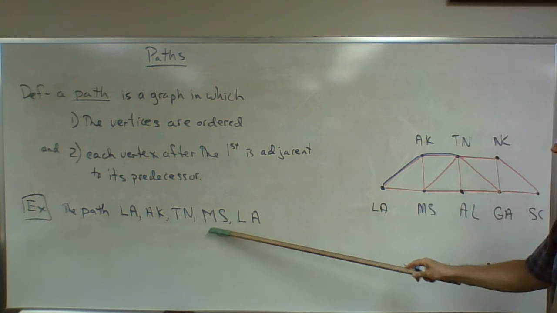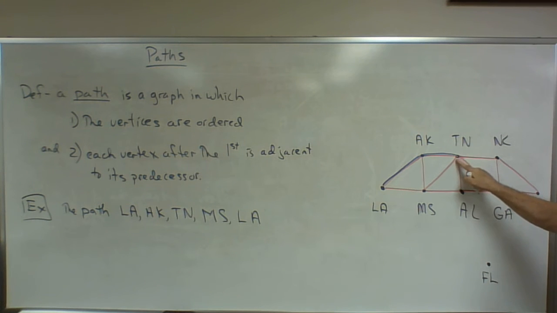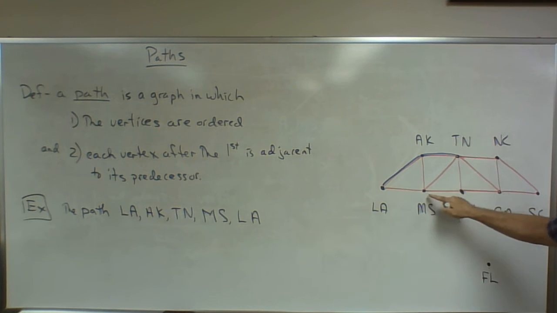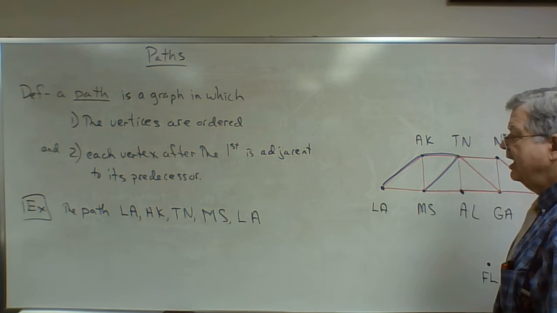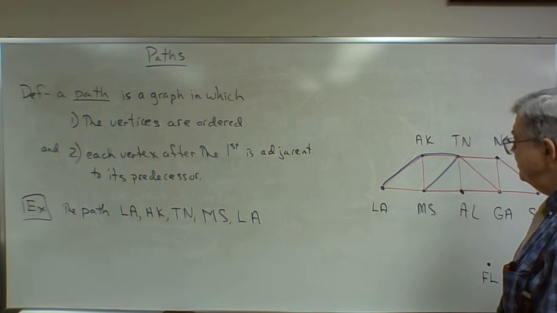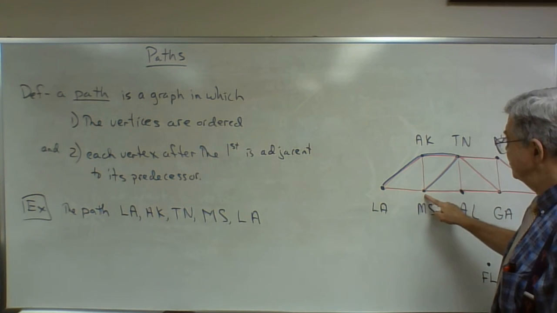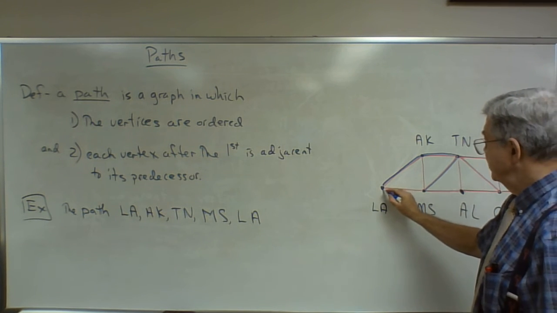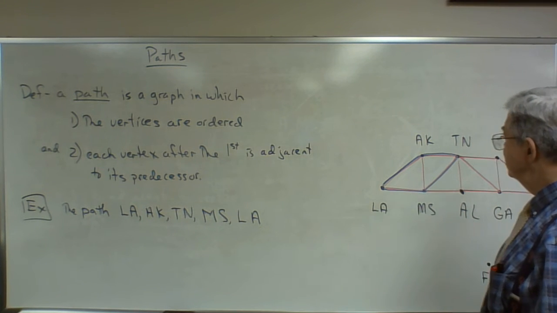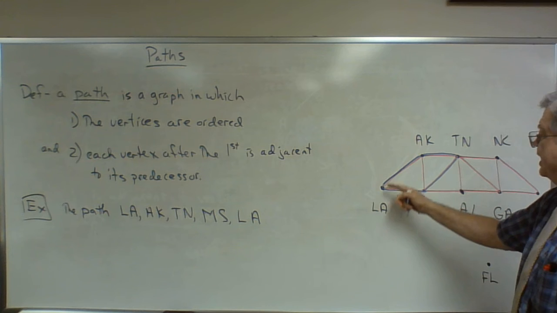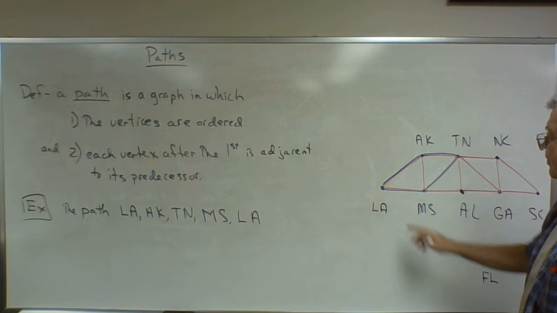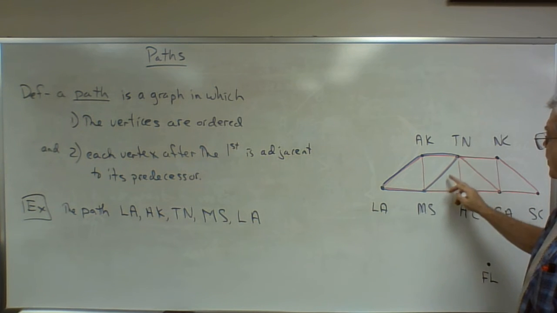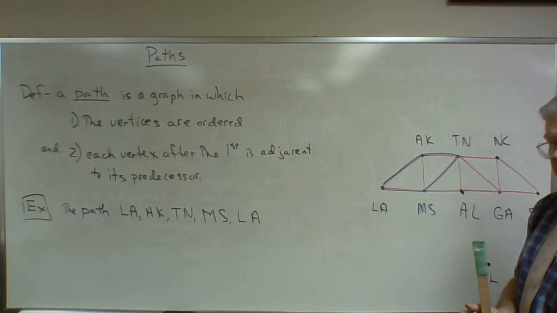And Tennessee to Mississippi, is Tennessee adjacent to Mississippi? Yep. Mississippi is adjacent to its predecessor, Tennessee. Sure enough. And Mississippi to Louisiana, is Louisiana adjacent to its predecessor, Mississippi? It sure is. And son of a gun, we have a closed path here. We started at Louisiana, we went around the path and ended up at Louisiana.